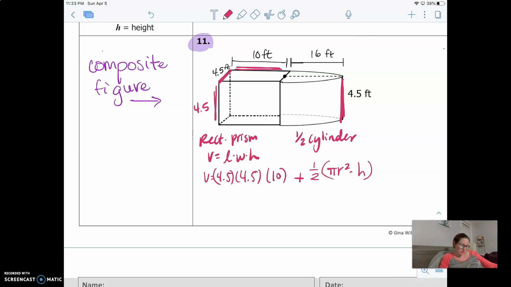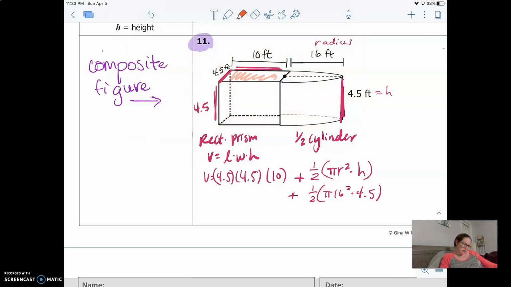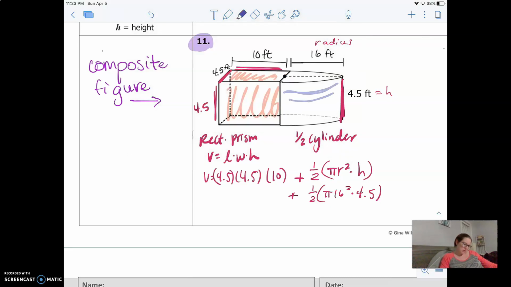So let's just plug in what we have. We know that the radius is 16 feet, and so 16 squared. And then the height of the cylinder is 4.5. Then you just plug all that in. This was length times width times height for the prism, because this right here was all your rectangular prism stuff. And then this over here is your cylinder that curves around there, with that half of the circle base.